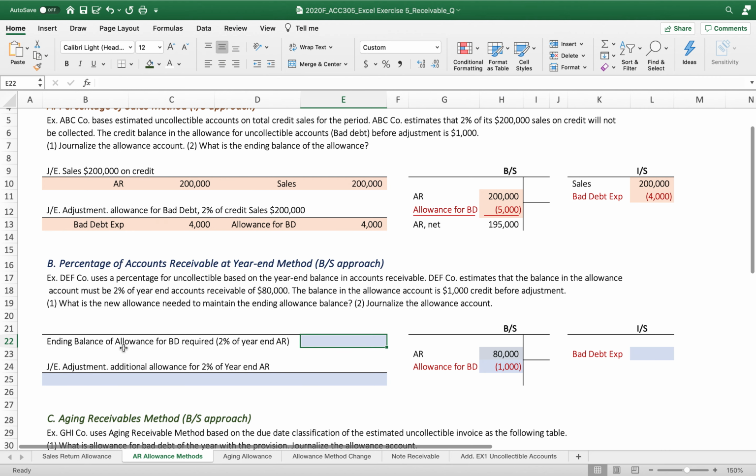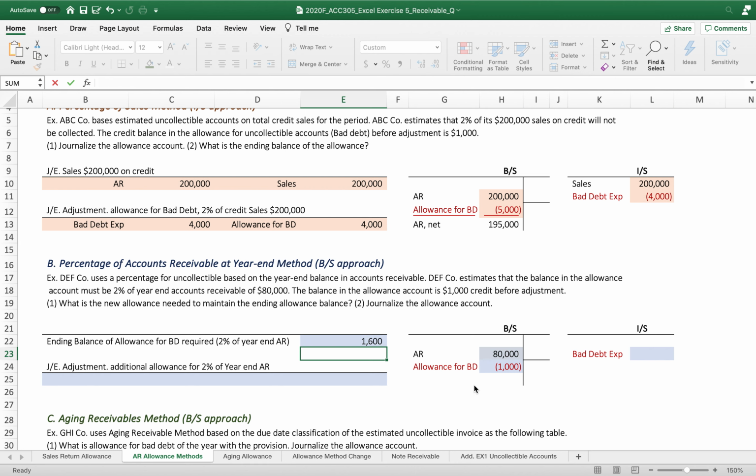Then the ending balance of allowance for bad debt required. How do we calculate that? 80 times 2%. So 1,600 is the ending balance, but we have the 1,000 allowance for bad debt from the beginning balance. The balance in the allowance account is 1,000 credit before adjustment.